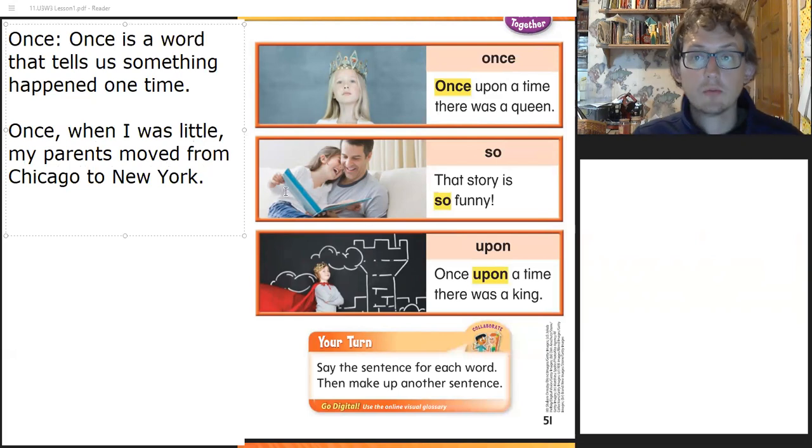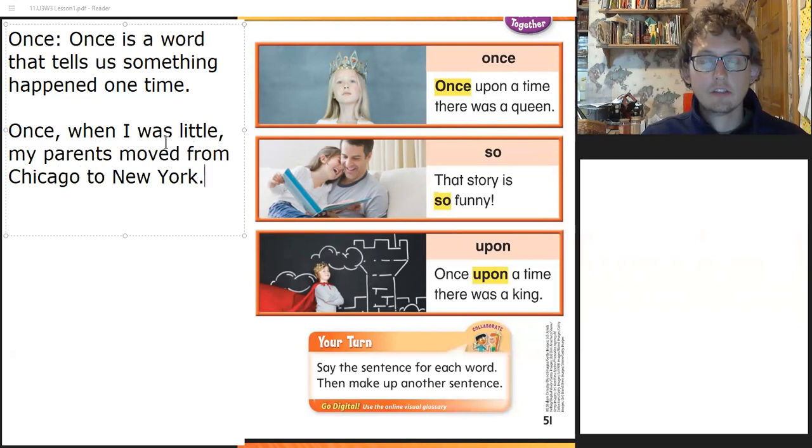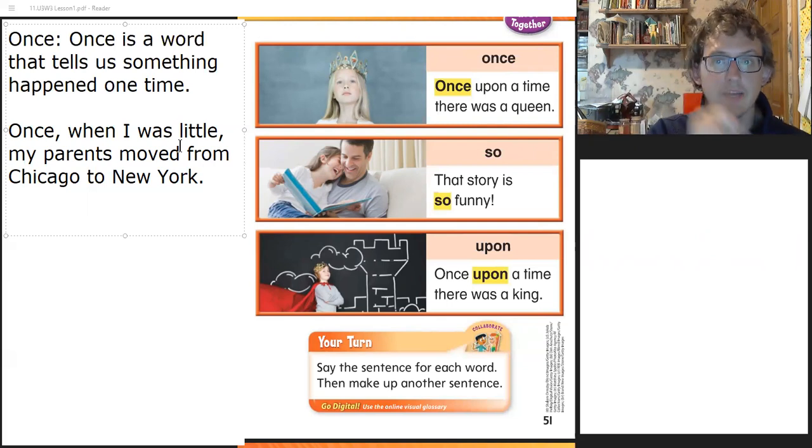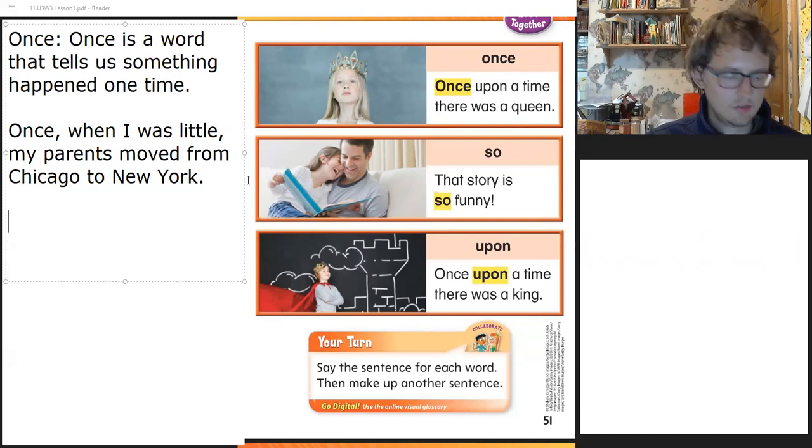So that means when I was little, my parents, one time, moved from Chicago to New York City, okay? So it only happened once. They didn't move many, many times. They only moved one time from Chicago to New York City, okay? Let's do our next word now.